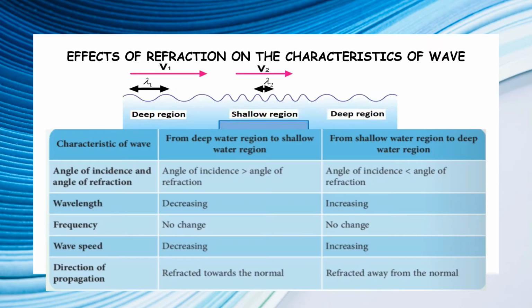Effect of refraction on the characteristics of wave. When the frequency of the deep water region and shallow water region is not changed, the wave speed and wavelength from the deep water region to the shallow water region decrease, and the angle of incidence is more than the angle of refraction. So the direction of propagation is refracted toward the normal.